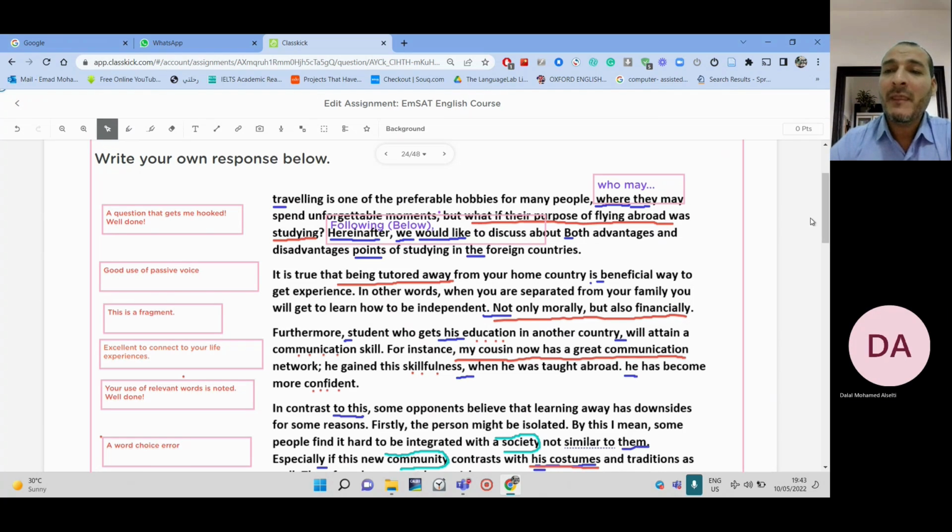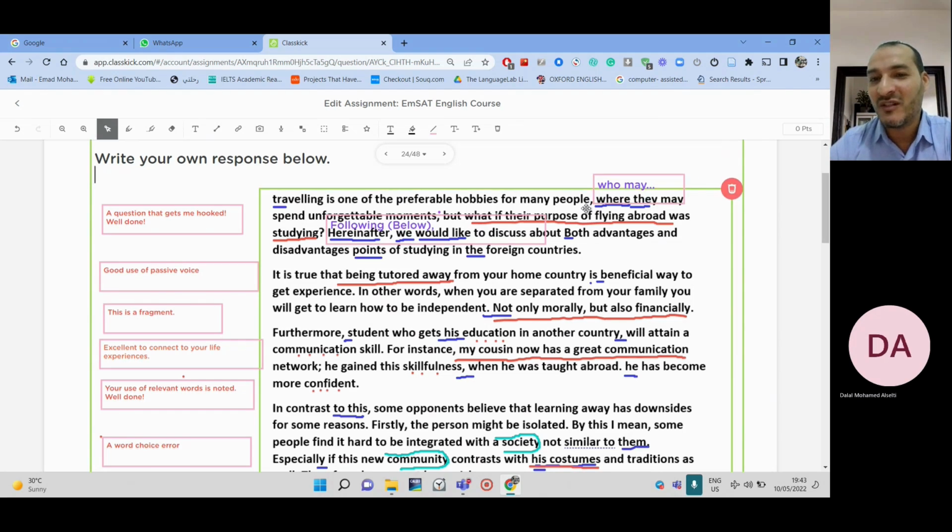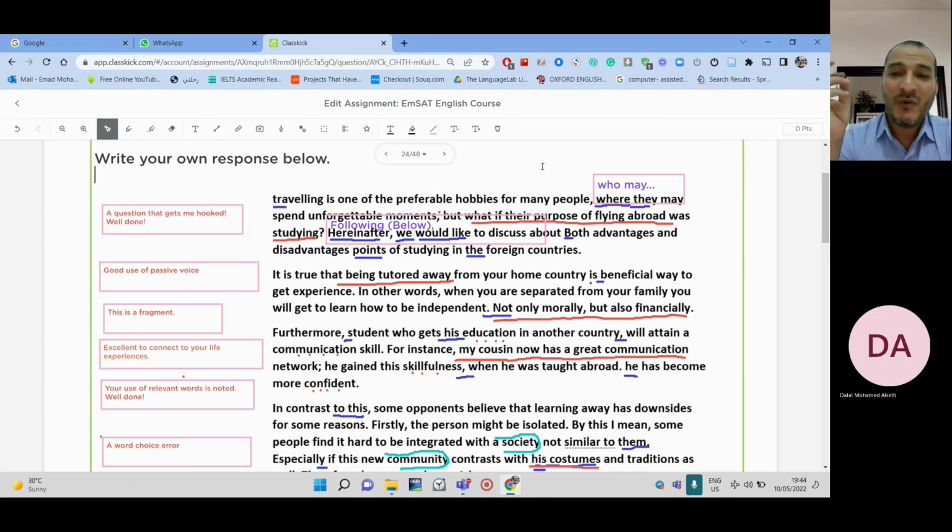Good? But this one is not wrong. It's not wrong, but it's better to make it full stop, as you don't use a comma here. You see? Don't use a comma before who or where. Understand me? Don't ever use a comma before who, where, relative pronouns. Yeah, this one I agree with you. This is non-defining. Yes, but I mean the but. Anyway, if you use a comma, it's okay to use a comma, but it's better to make it short. Okay, but what if their purpose of flying abroad was studying?